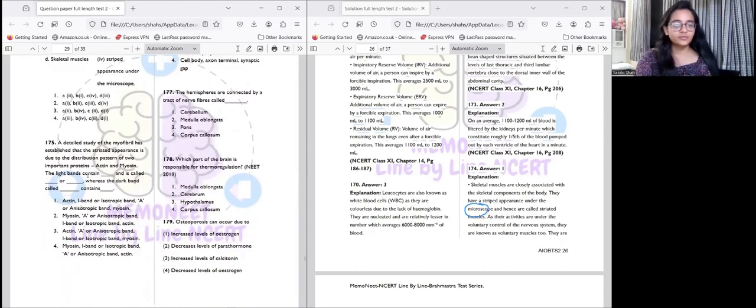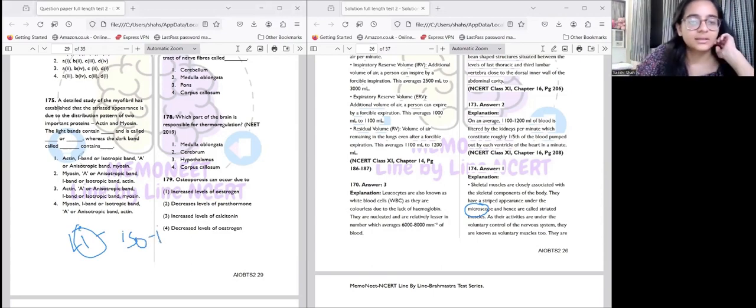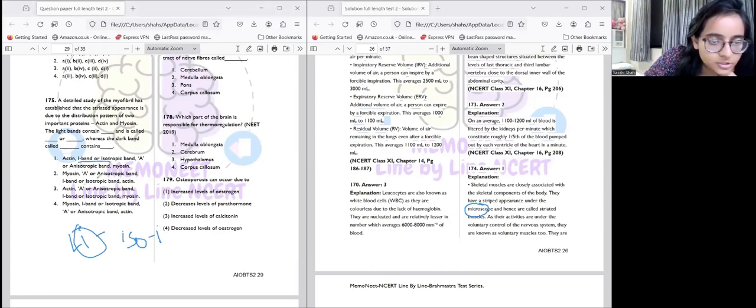Next, for 175, a detailed study of the myofibril has established that the striated appearance is due to the distribution pattern of two important proteins, that is actin and myosin. Right. Light band contains dash and is known as dash band. Dark band is called dash. So we'll remember 3 things for this. The light band, since it is ending with an I, is known as the isotropic band, or the I band.